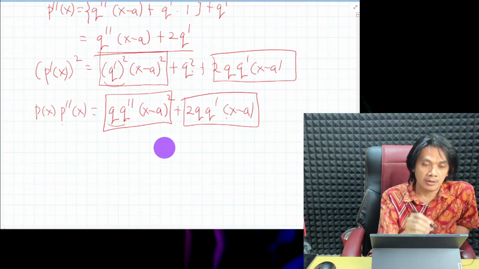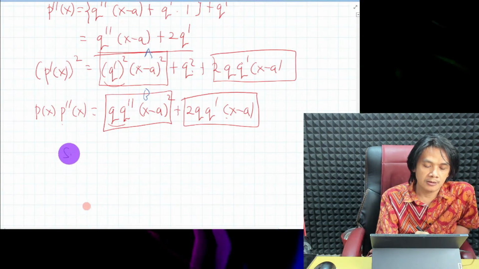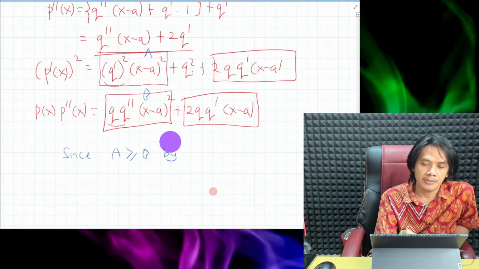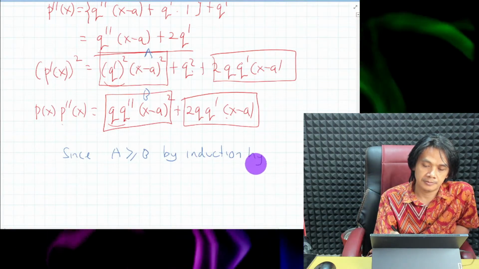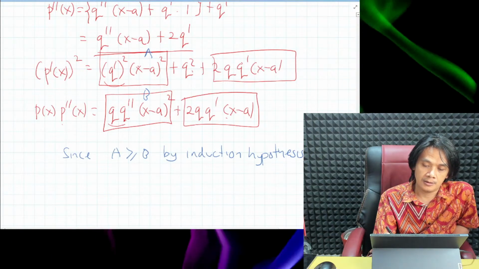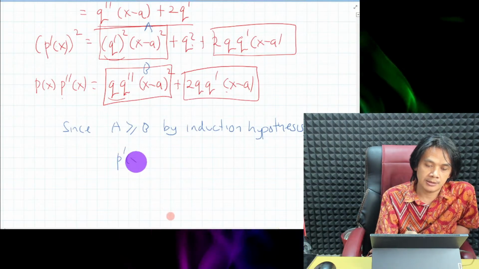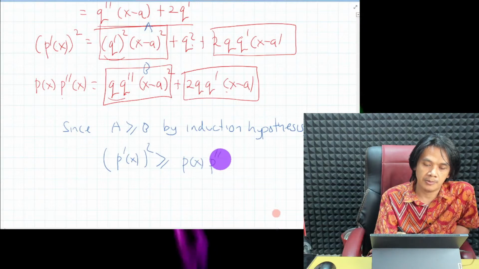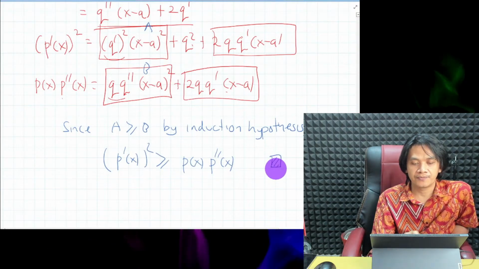Okay. So maybe I just write this. Since A is greater or equal to B by the induction hypothesis, then p prime of x squared is greater or equal to p of x times p double prime of x. And we are done. QED.